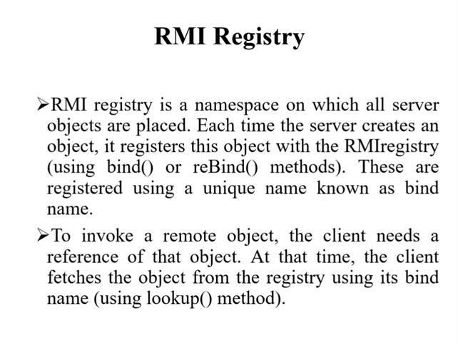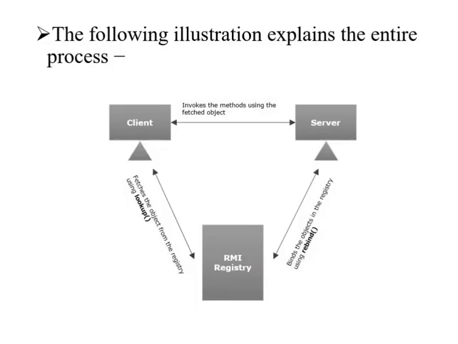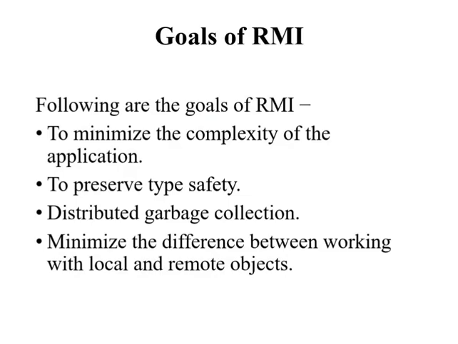Next topic is the RMI programming model. There are 6 steps for writing the RMI program. First one, create the remote interface. Second one, provide the implementation of the remote interface. Third one, compile the implementation class and create the stub and skeleton objects using the rmic tool. Fourth one, start the registry service by the rmiregistry tool. Fifth one, create and start the remote application. And sixth one, create and start the client application. These are the 6 important steps for writing the RMI program.